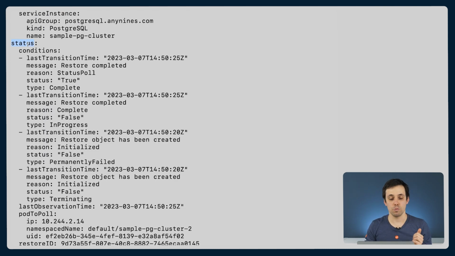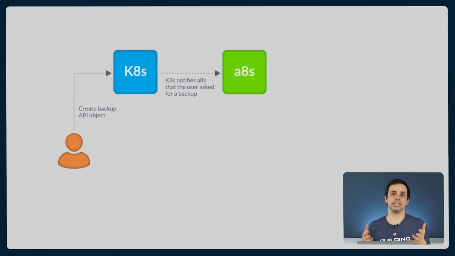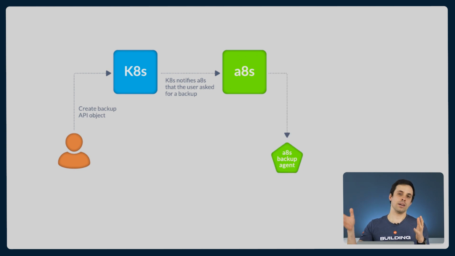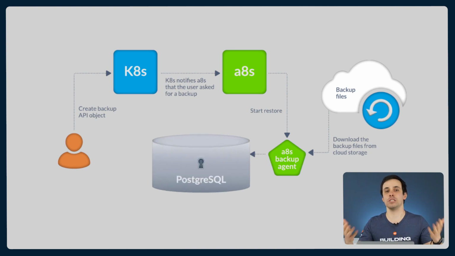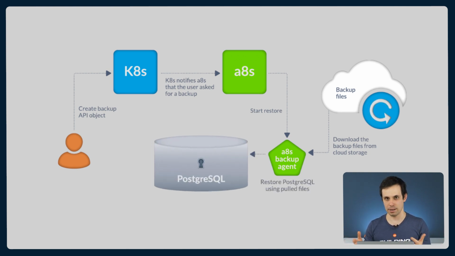and here we go. We have a status field with a list of conditions that report on the progress of the restore. And we can see here that the top one says restore completed, status true, which means that the restore completed successfully. So what does this mean more concretely? It means that anynines was notified of the restore, pulled the files of the associated backup from the cloud storage that you configured when you installed it, and used those files to, pardon the repetition, restore the PostgreSQL instance to the state in the backup.